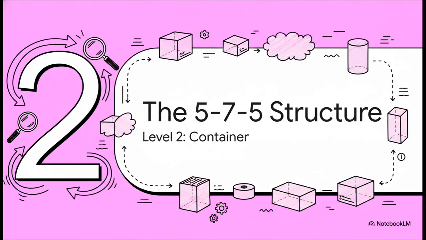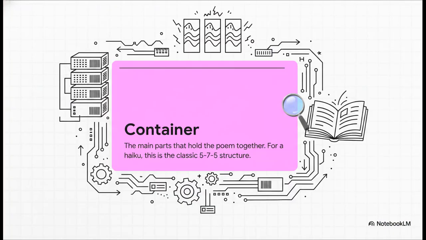Okay, time to zoom in. Let's grab our next lens and look just inside the system. We are now at level 2, container. In software, a container is a big, important piece of the puzzle, like a web server or a database. Well, for a haiku, the containers are those 3 distinct lines that give it that famous shape: the 5-syllable line, the 7-syllable line, and the final 5-syllable line.